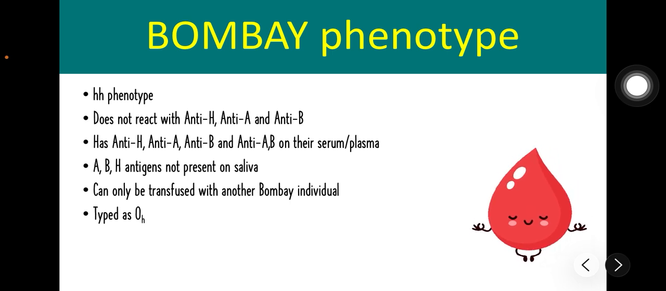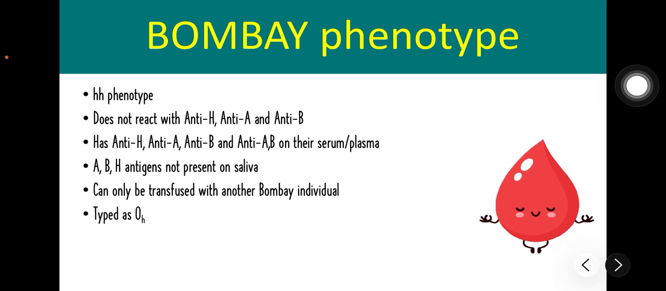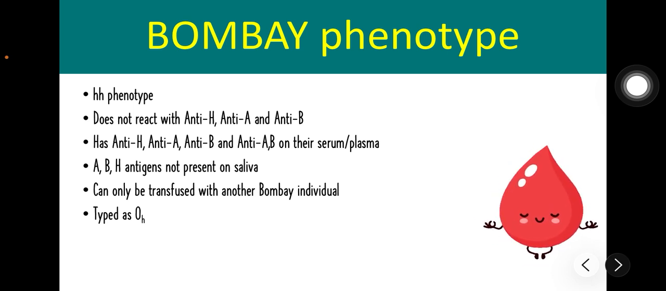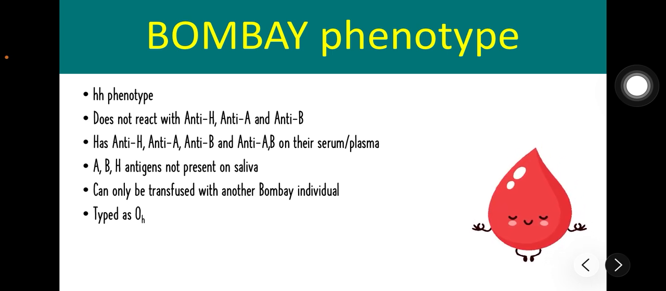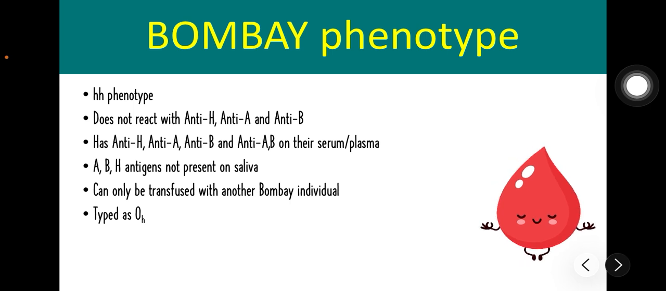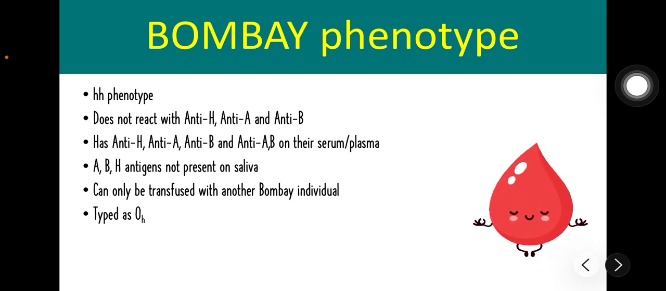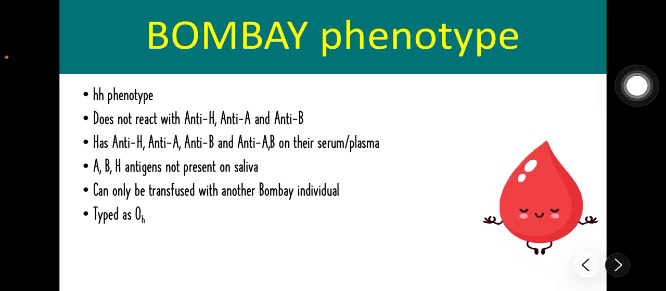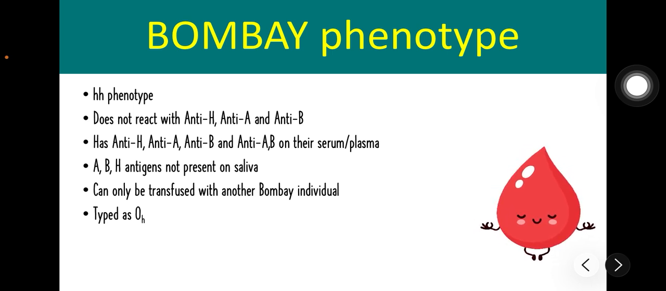So, to differentiate a Bombay individual from a standard group O individual, you can use specialized reagents such as anti-H lectin, which is extracted from Ulex europaeus. Normal group O cells will react strongly, usually 3 plus to 4 plus in grading, with this anti-H lectin, while the Bombay RBCs will not react at all, usually 0. Bombay serum will agglutinate all standard ABO reagent cells, including group O screening cells, because all normal RBCs possess the H antigen.